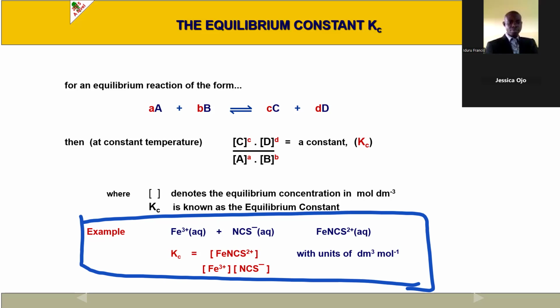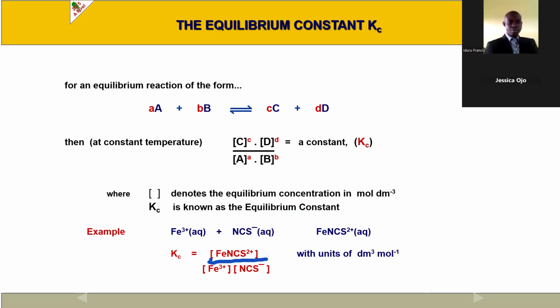Let's look at the unit for the formula there. Very, very important that you get it. The product does not have any moles, there's no mole here, so it's just the concentration in brackets. Then the Fe3+ ion to power 1 and NCS minus to power 1. Power 1, you don't write it. So that's very simple. Let's look at the units now. What will be the overall unit?